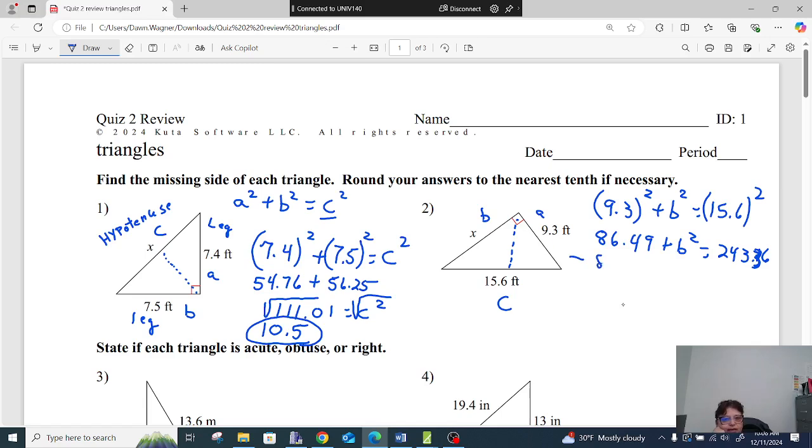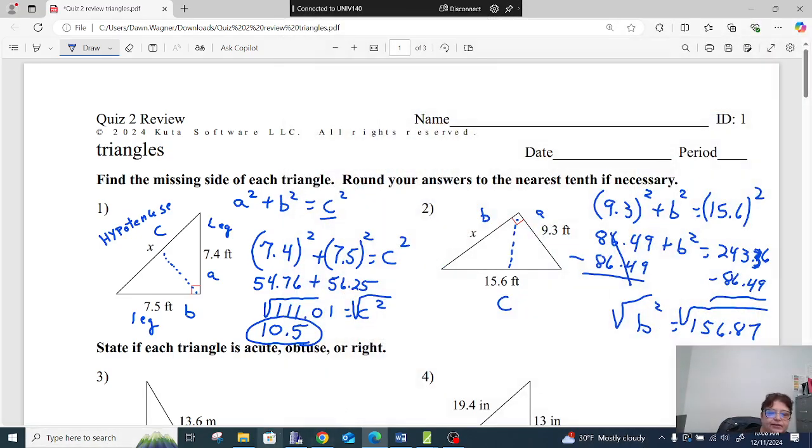So I'm going to subtract 86.49 from both sides. You subtract it because they are on opposite sides of the equal sign. On this one, they were on the same side of the equal sign, so you just add. For this one, since they're on opposite sides, you have to actually solve. So this cancels. B squared equals, what is it? And then what's the last step? You have to take the square root.